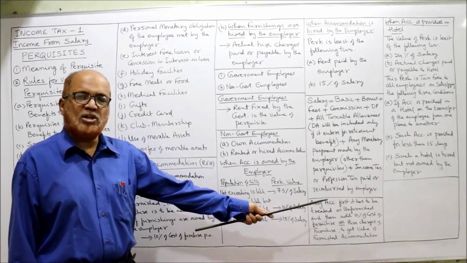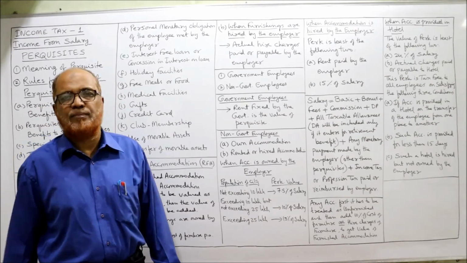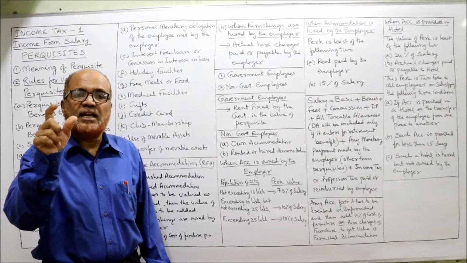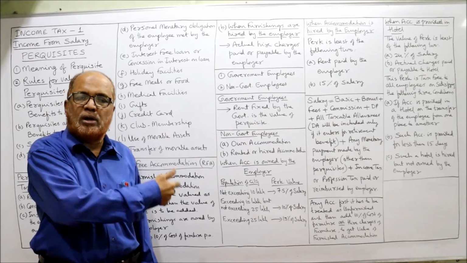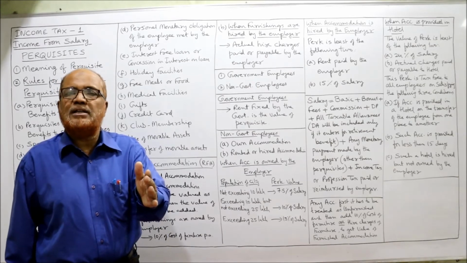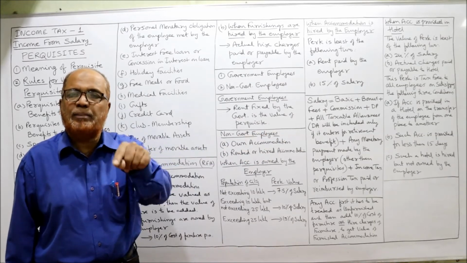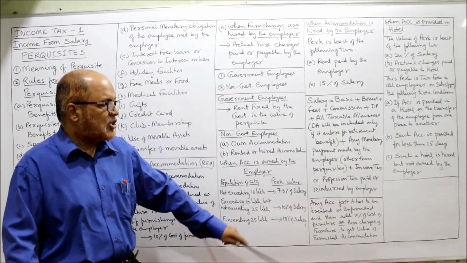Now any accommodation, first it has to be valued as unfurnished accommodation. After finding out the value of unfurnished accommodation, we have to add 10% of the cost of furniture if the furniture is owned by the employer. If the furniture is not owned by the employer, then whatever hire charges are paid by the employer will be added. Then we'll get the value of rent-free furnished accommodation.